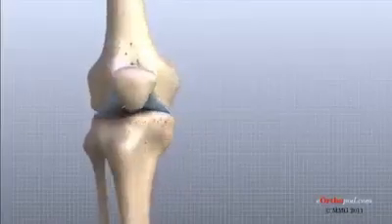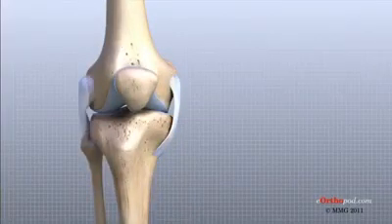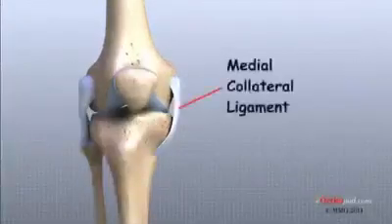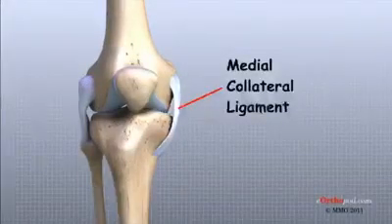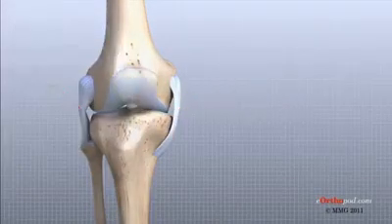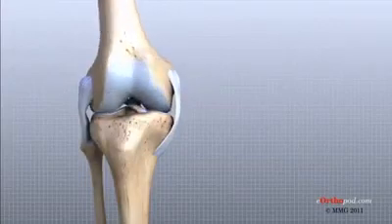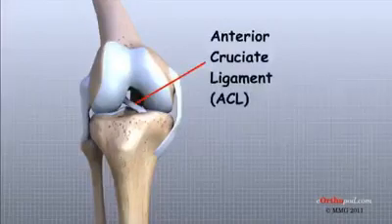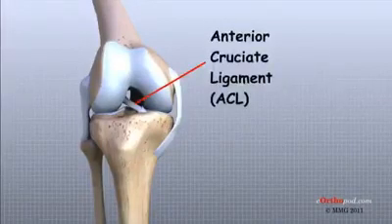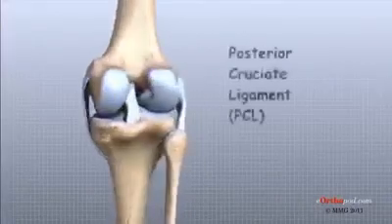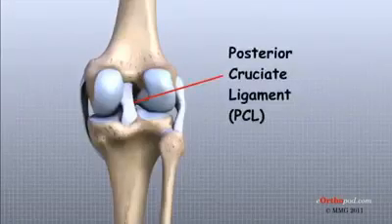Ligaments are tough bands of tissue that connect the ends of bones together. Two important ligaments are found on either side of the knee joint. They are the medial collateral ligament, or MCL, and the lateral collateral ligament, or LCL. Inside the knee joint, two other important ligaments stretch between the femur and the tibia. The anterior cruciate ligament, or ACL, in front, and the posterior cruciate ligament, or PCL, in the back.